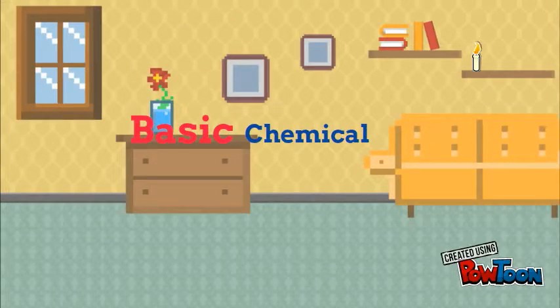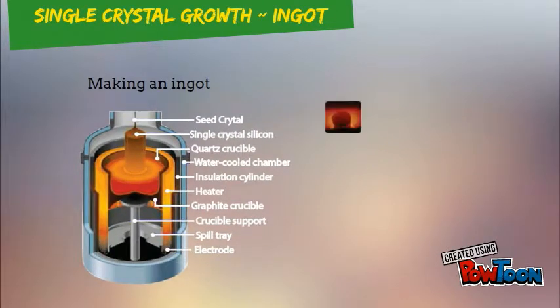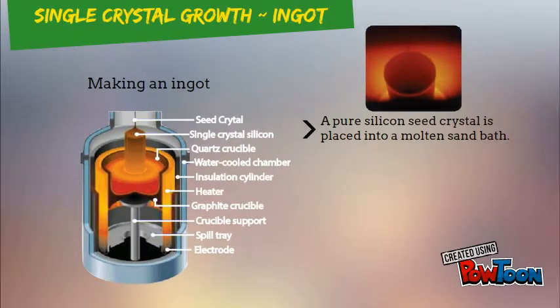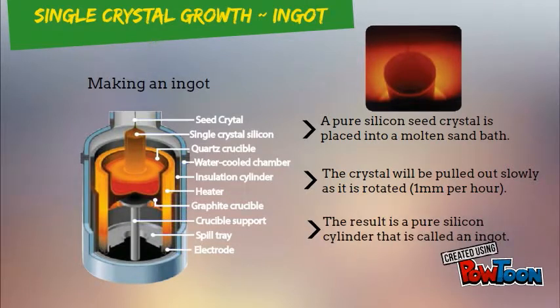Basic chemical fabrication process. Single crystal growth, ingot. To make an ingot, a pure silicon seed crystal is placed into a molten sand bath. The crystal will be pulled out slowly as it is rotated, 1 mm per hour. The result is a pure silicon cylinder that is called an ingot.